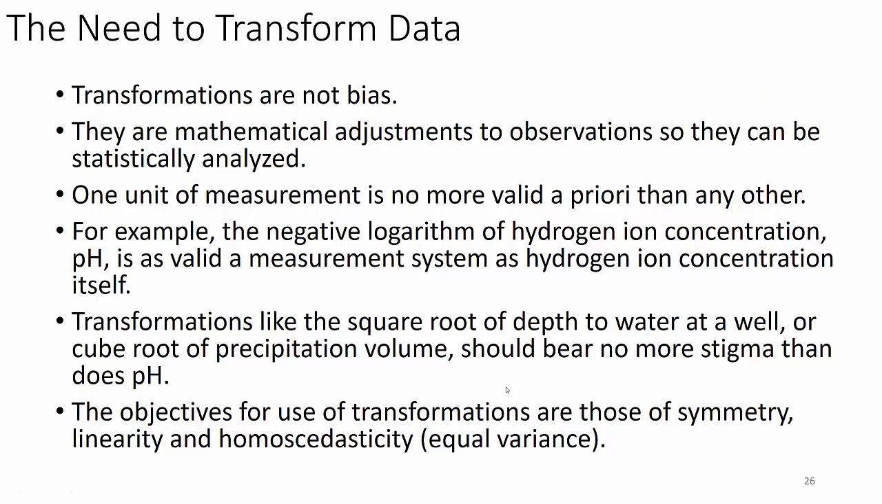Now, transformations are not bias because you're doing this on purpose to all the data. They are mathematical adjustments to observations so they can be statistically analyzed. One unit of measurement is no more valid a priori, that is, in the beginning, than any other. For example, the negative logarithm of hydrogen ion concentration, pH, is as valid a measurement of a system as hydrogen ion concentration itself. Just because we take the negative log doesn't make it less valid. It just makes it a different kind of use. We can actually plot pH linearly as opposed to exponentially.